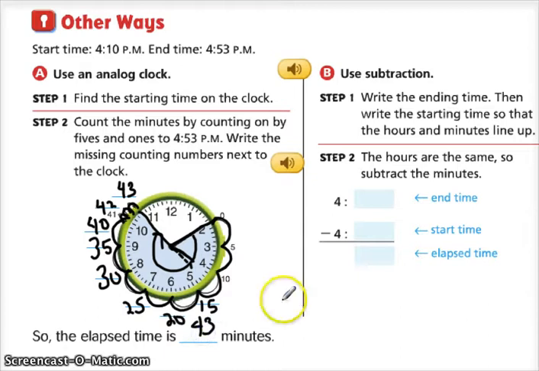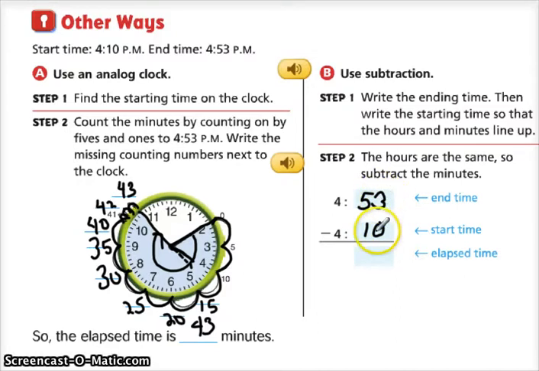Now let's look at one more way. Because our hours are the same, we can subtract the minutes. So we'll put the ending time, 4:53, at the top, and we'll put our starting time, 4:10, at the bottom. And we'll subtract it just like we would if we were using tens and ones.